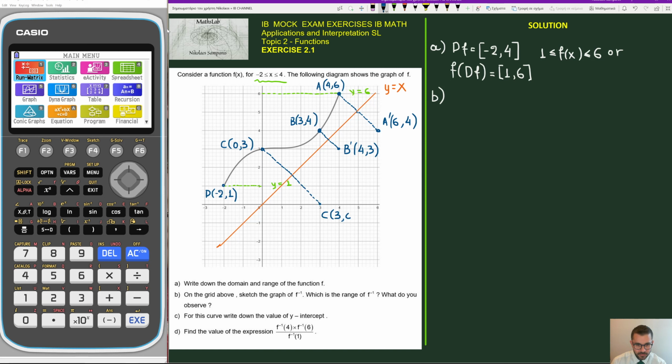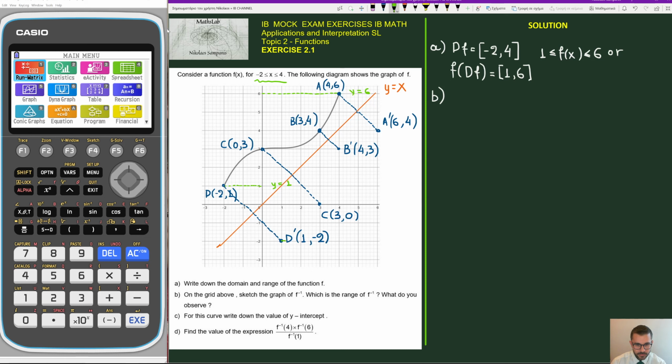And the symmetrical point of C is C' (3, 0), and the symmetrical point of D is D' (1, -2). So after reversing all the coordinates of these 4 points of the graph that our function passes through, we can sketch the graph of the inverse function of f.